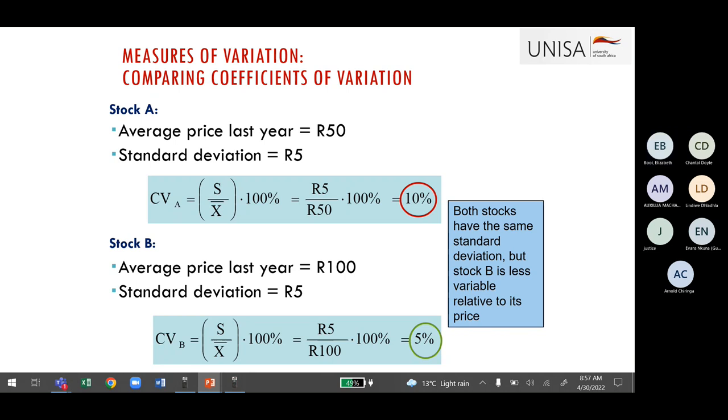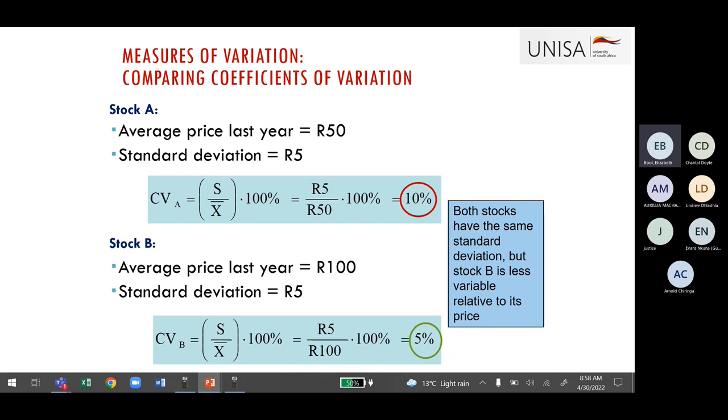as compared to stock A, where there is a 10% variation in the prices of last year as well. So if this was, for example, an investment portfolio, I would invest in stock B, because then stock B would have more returns than stock A, where the variability is way higher, because it means there are a lot of fluctuations happening there.